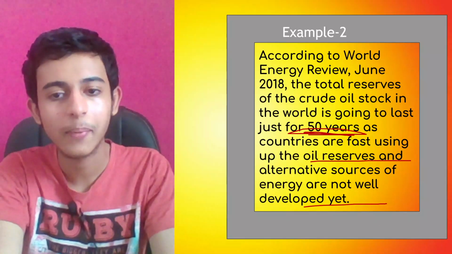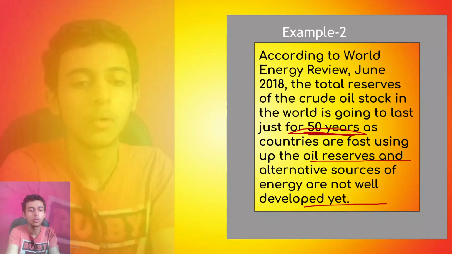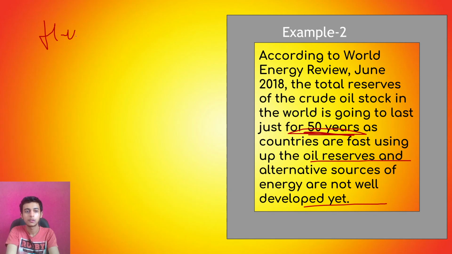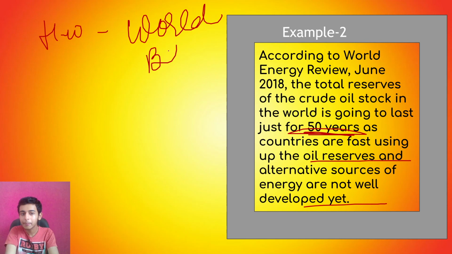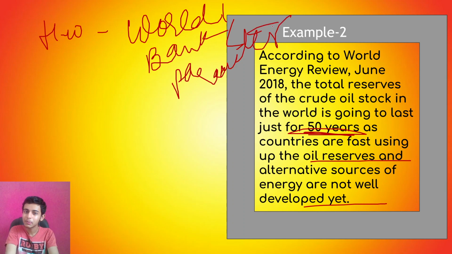And one homework question that I would like to give you. Homework question is, name the criteria used by World Bank to compare different countries. Okay, World Bank's parameter. That is going to be your homework question.